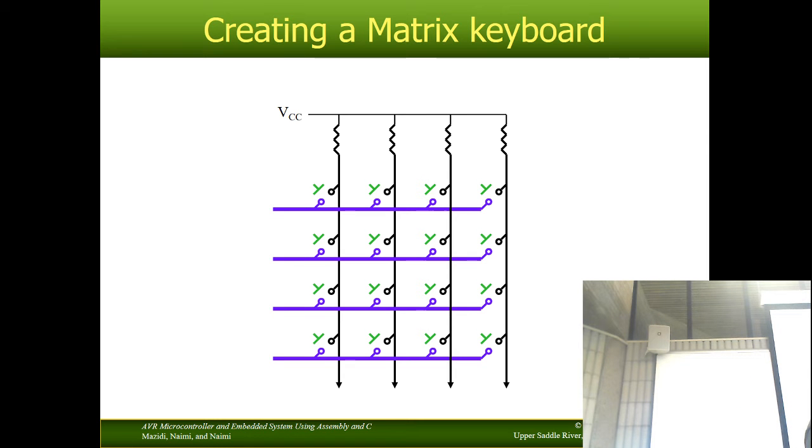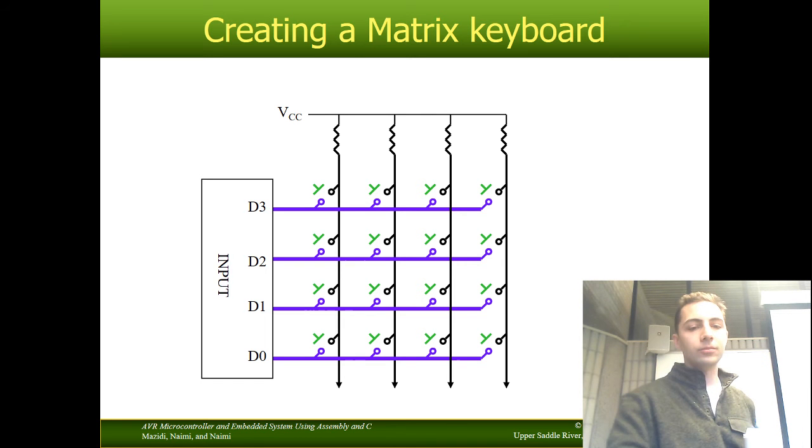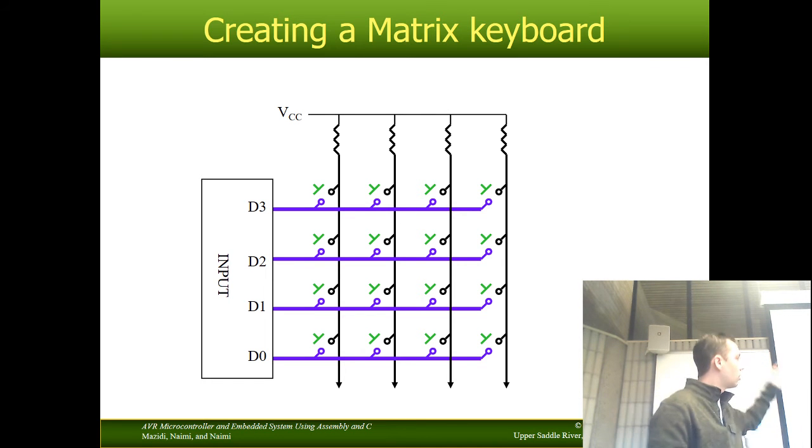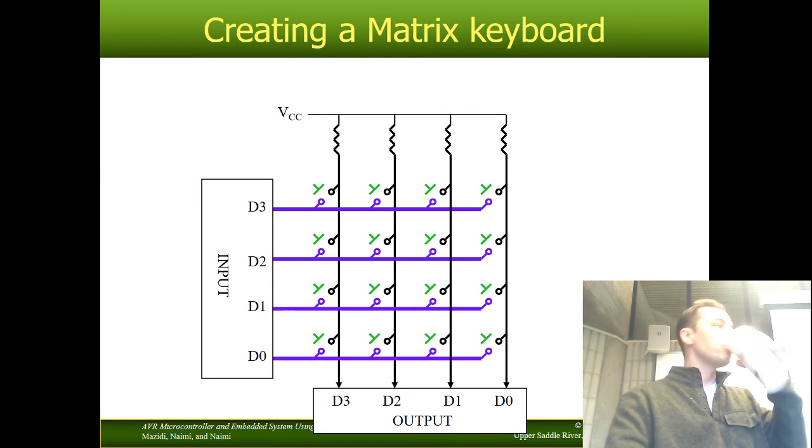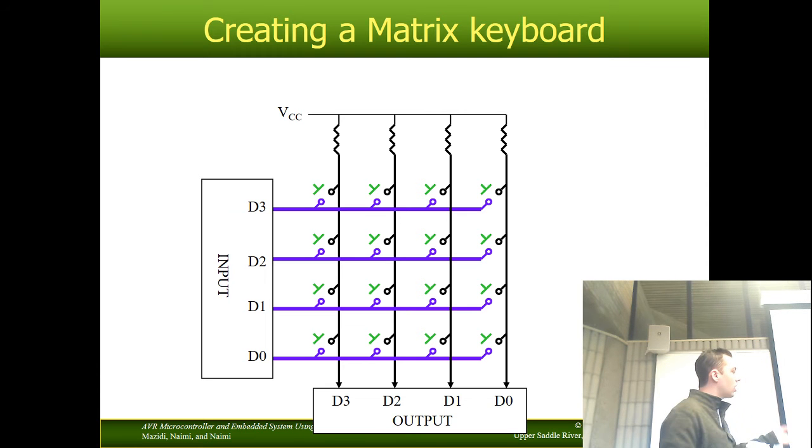What's going on here? If I press a particular button, this guy right here, what I'm going to be doing is shorting these two lines together. This column line will be shorted with that row line. So, I'm going to use all of my rows as inputs. I'm going to be reading those in, high impedance inputs. I'm going to be using all of my columns as outputs.